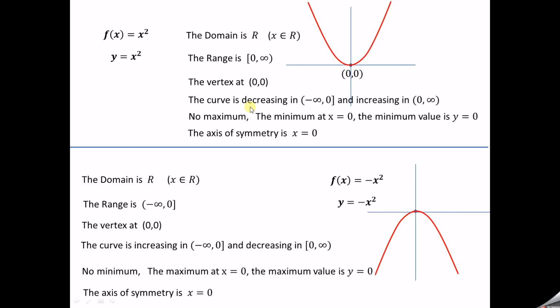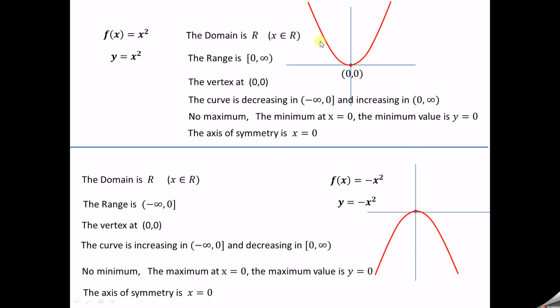And the curve is decreasing when it is increasing. That means for what values of x the curve is decreasing, and for what values of x the curve is increasing. If you observe, when x is from minus infinity to 0, the curve is decreasing. The curve means y. The curve is decreasing for x changing from minus infinity to 0. Now after that, when x is changing from 0 to infinity, the y values are increasing.